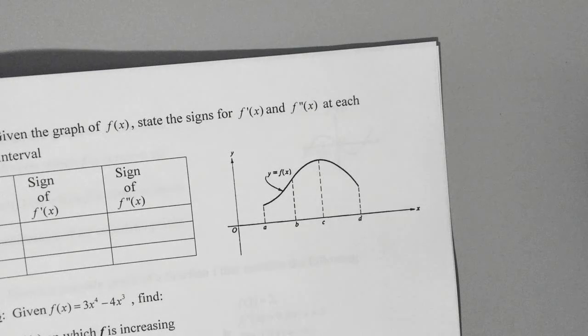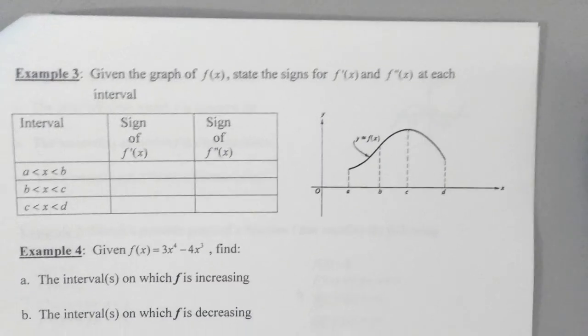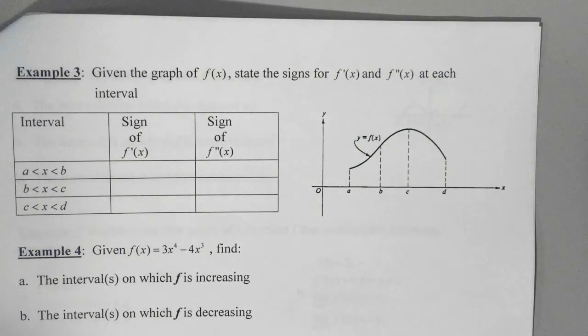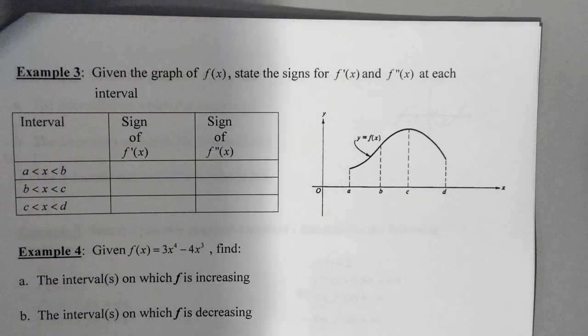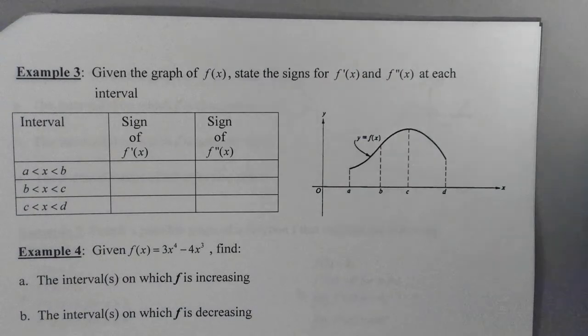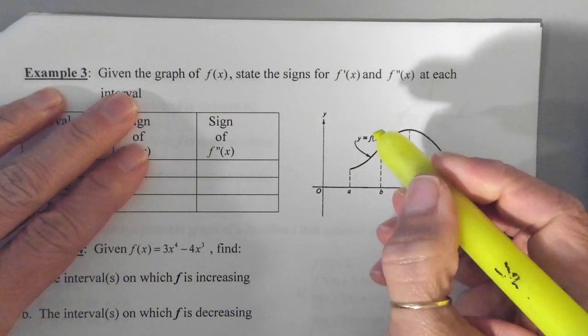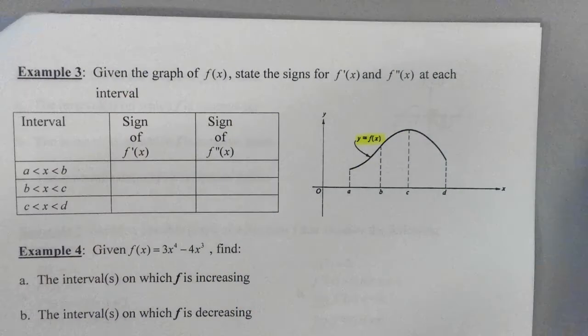Okay, so here you're given a graph, and the biggest thing about these types of problems is that you need to make sure that you really take a look at the type of graph you are looking at. So in this case, they're telling us that they have given us the graph of f of x. So this is the original graph.